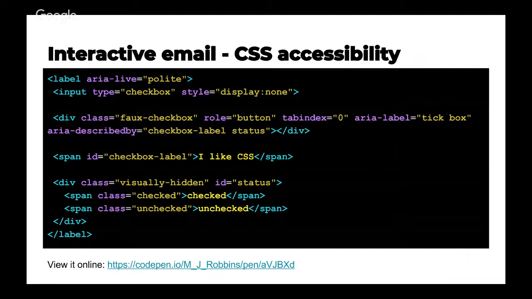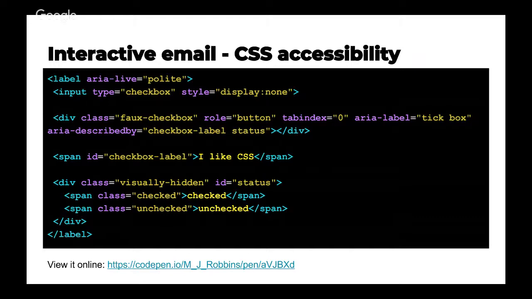And then I've got aria-describedby checkbox label and status. So checkbox label, I'm linking that to a span which has got the label of I like CSS. And the status, this is where the clever bit comes in, I guess. The status is linking to a div which is visually hidden, so sighted users won't see this. And inside that div, there's two spans, one for checked, one for unchecked, with that text inside it. When the checkbox is checked, then the checked span is set to display. When it's unchecked, then the checked is hidden, and the unchecked is set to display.